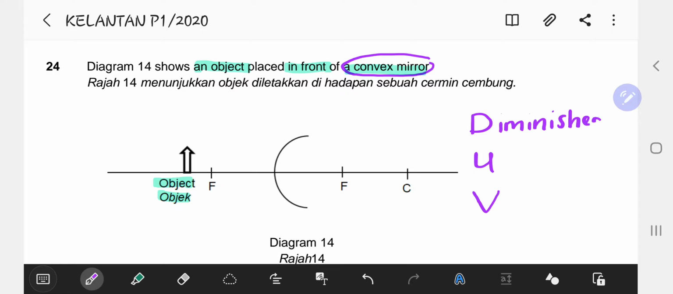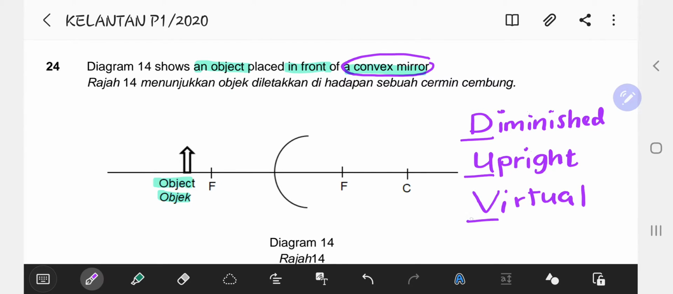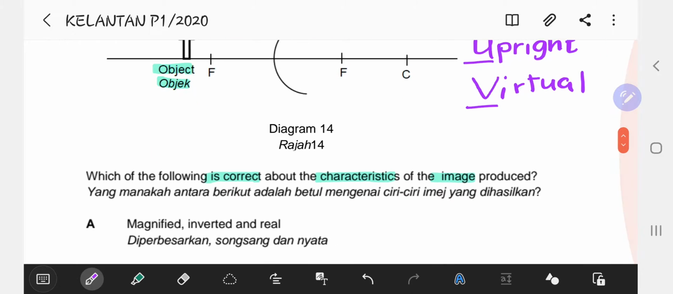Diminish, maksudnya lebih kecil lah. U for upright, tegak. And V for virtual. Virtual means maya. Virtual means the image cannot be formed on a screen. Now, remember this, DUV. For the convex mirror, the image formed will always have the same characteristic, which is DUV: diminished, upright, virtual.